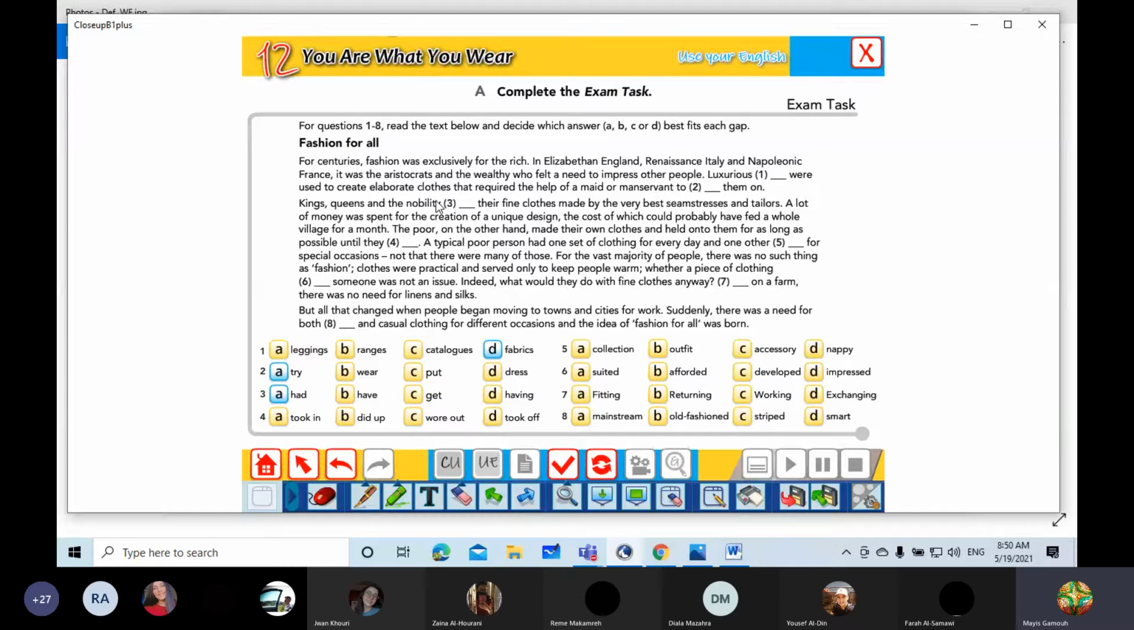What's the meaning of very best seamstresses? Women that prefer sewing and work in sewing. That's true, yes, that stitch. In Arabic, it's for females also. And what about tailors? It is for males. Thank you, dears. Let us proceed.